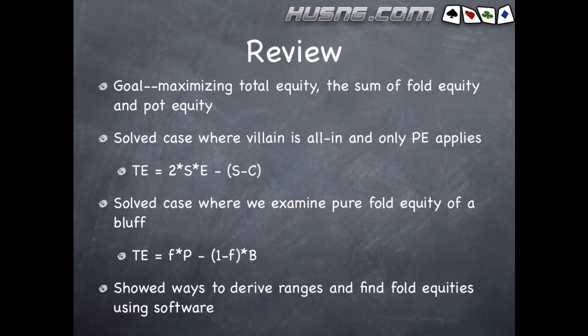We also solved the case where we examined pure fold equity of a bluff. And this was an equation of the form total equity equals F times P minus 1 minus F times the bet. And so we showed ways to derive ranges and find some fold equities using different software. I mentioned Flopzilla, I talked about Pro Poker Tools, Equilab, that kind of stuff.